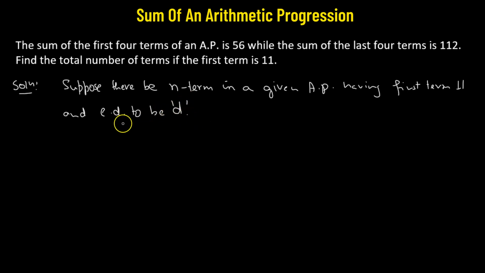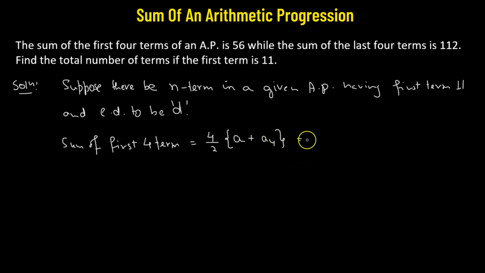Using this information, we can say that the sum of the first 4 terms equals 4 over 2 multiplied by the first term, which is A, added to the last term. The last term here is simply the 4th term, A4. And it's given that this value equals 56. So let's try to solve this.